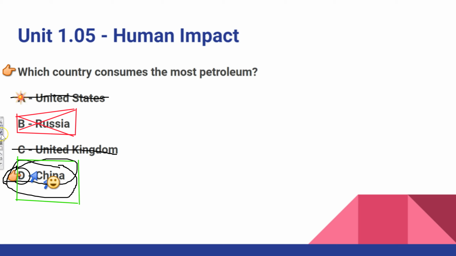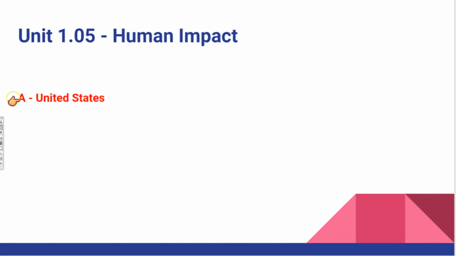And let me tell you right now, only 3 of you got it right. It's the United States, okay? Although China has a bigger population, the United States has more vehicles, right? And so we drive those vehicles around, and because of that, we consume the most petroleum out of anybody. So that's something to think about as we're looking at different places.